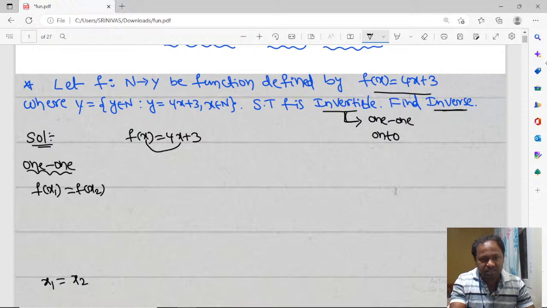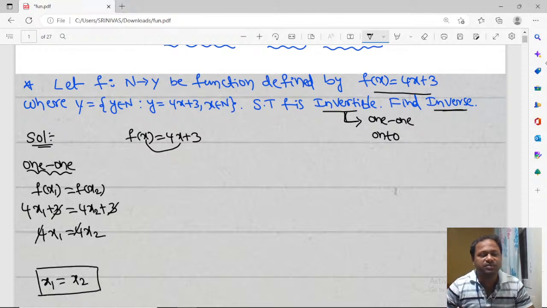So f of x1 means 4x1 plus 3 is equal to 4x2 plus 3. Here 3 got cancelled. 4x1 is equal to 4x2. So x1 is equal to x2. So that's why it is a 1-1 function. Images equal, then elements are also equal.